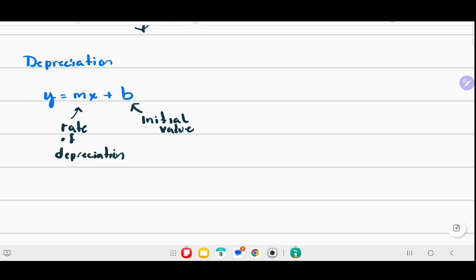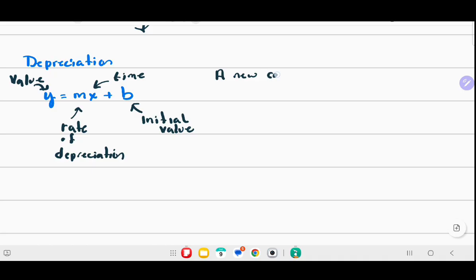And Y is the value. And X is the time. So if I say something would depreciate over the next 12 years, your 12 would be where the X is, because that's the amount of time we're looking at. All right. Let's try it out.